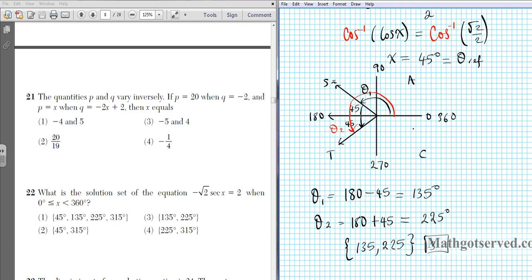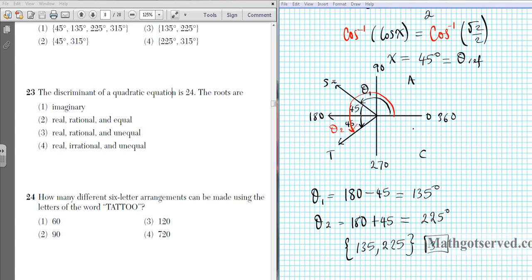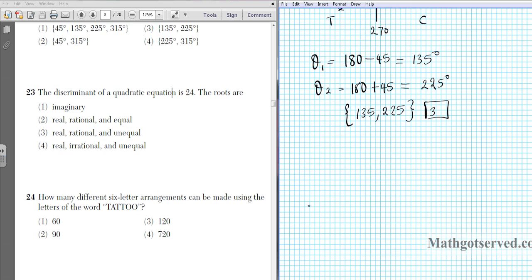Okay, now let's move on. Alright, in question 23, it says the discriminant of a quadratic equation is 24. The roots are, what are the roots? Well, they can be broken down into 4 categories, as you can see over here.